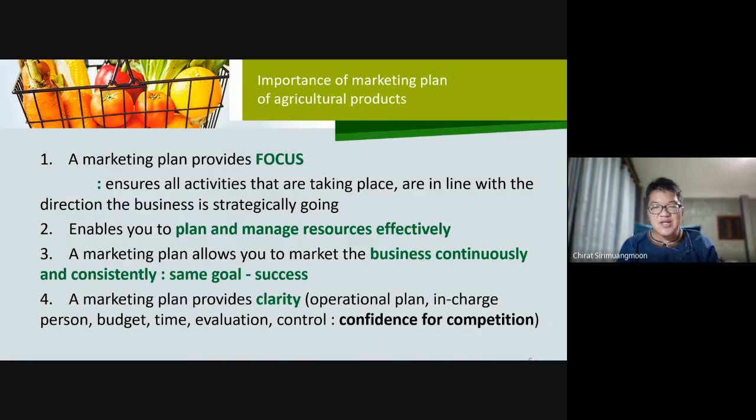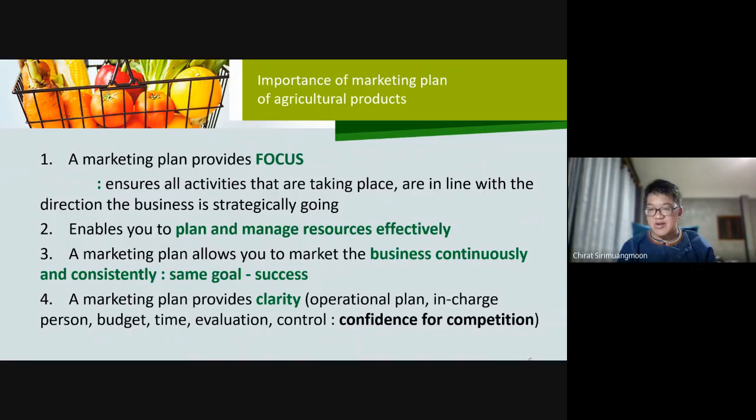Last one, marketing plans provide clarity. So clarity means being clear in terms of the operational plan. You're going to know what you're going to do. Your friends and colleagues know what you're going to do, or the person in charge, who the leaders are, who the followers are, what the budget is, how much you need to pay, what the time frame is, and how you evaluate and control the marketing plan.